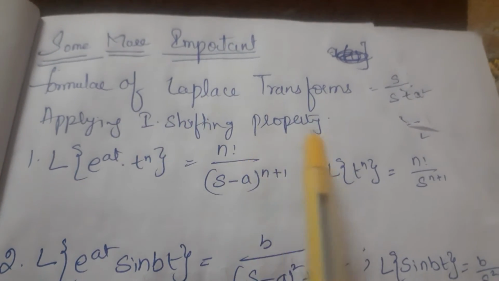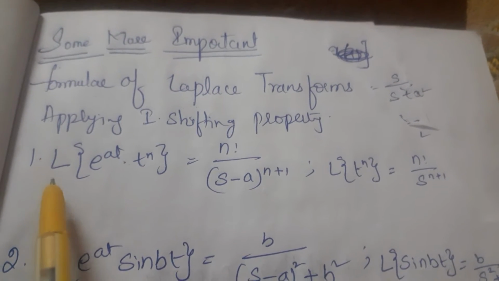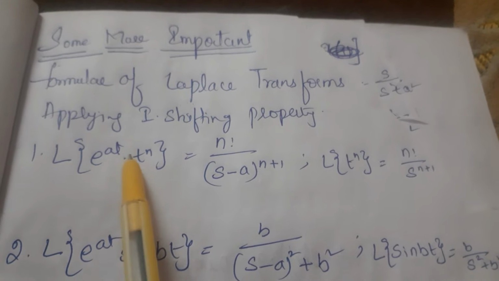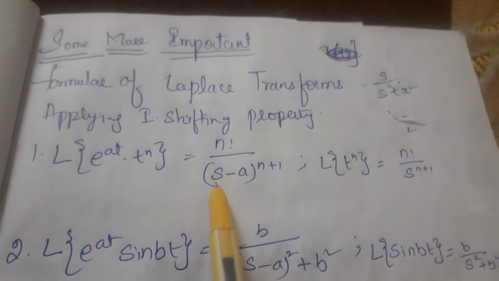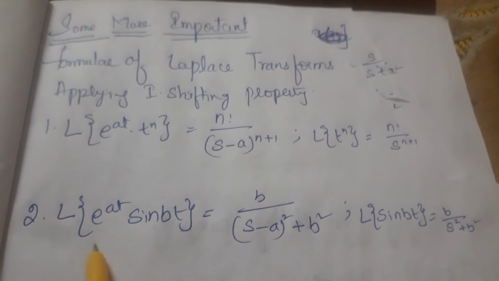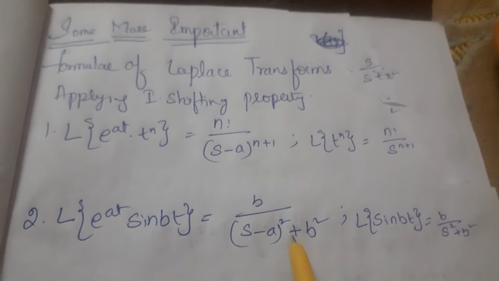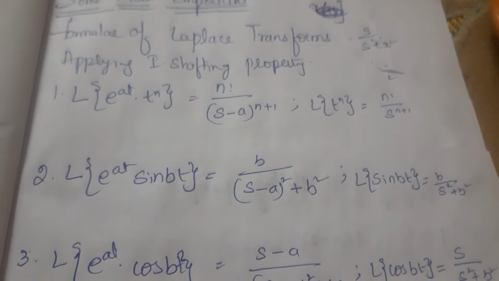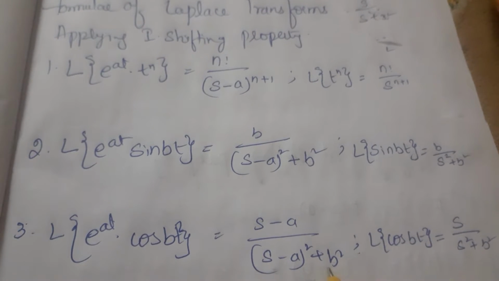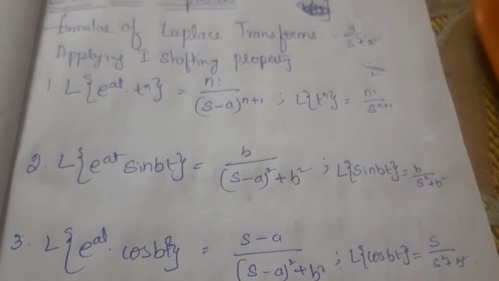I am going to explain some more important questions depending on the first shifting property of Laplace transform. So once again I want to remind you the formulas. L of e^(at) t^n is n factorial by (s minus a)^(n plus 1). L of e^(at) sin bt is b by (s minus a) square plus b square. L of e^(at) cos bt is (s minus a) by (s minus a) whole square plus b square. I have done two problems depending on these formulas.